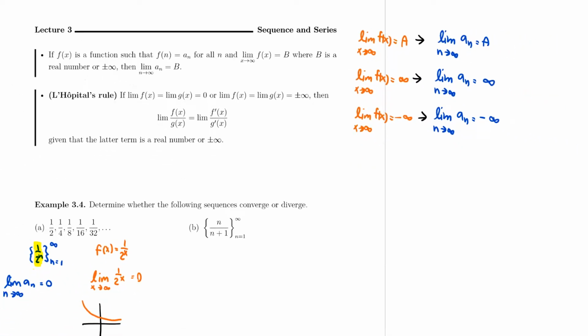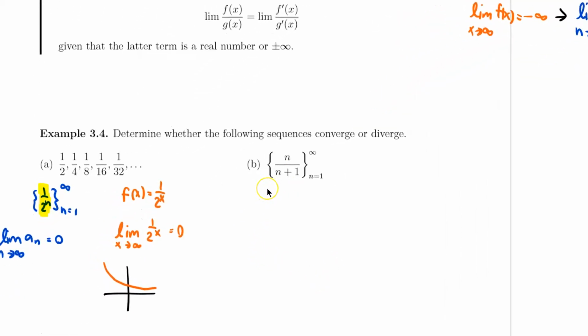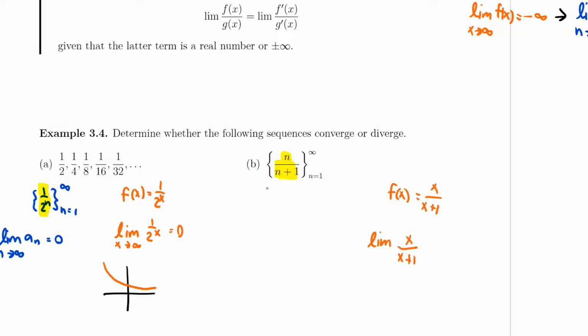Okay, so let me do the next example now. Our sequence is n over n plus 1. So once again, I'm going to pretend that this is just a function. So my f of x is just going to be x over x plus 1. So now, I want to find the limit of x over x plus 1 when x goes to infinity.